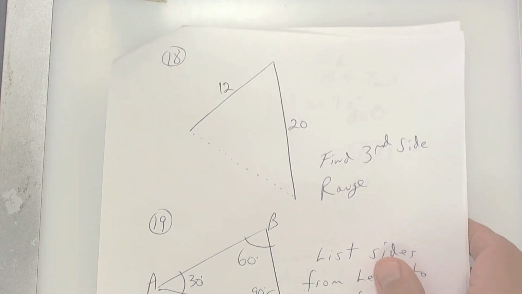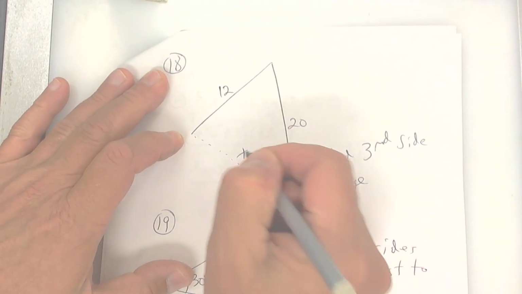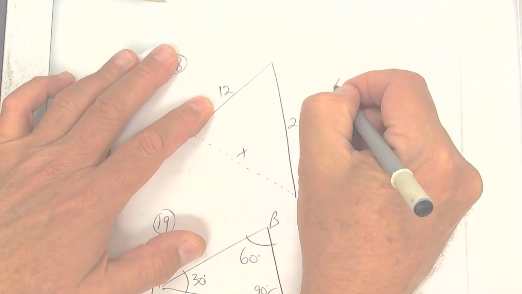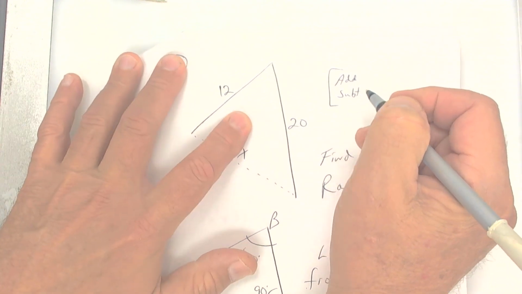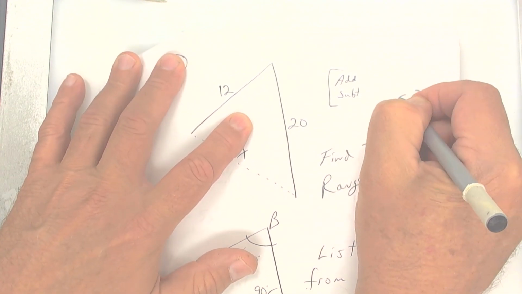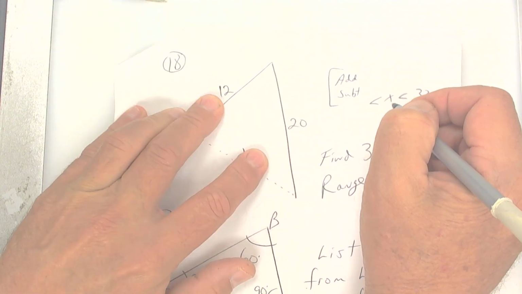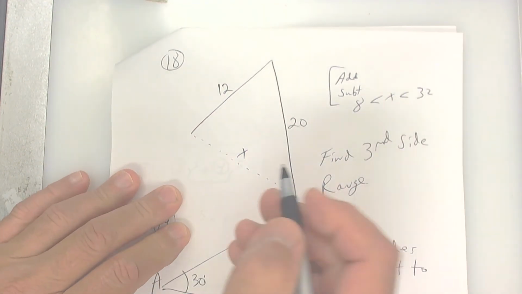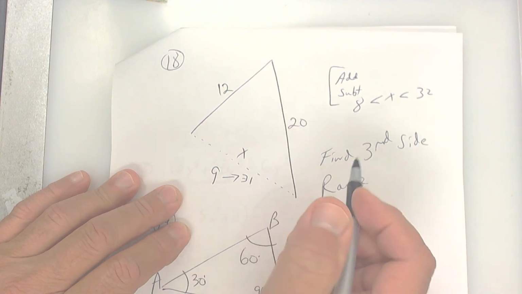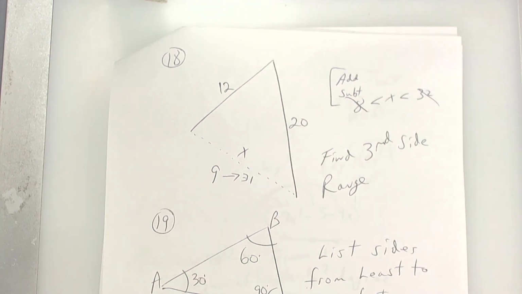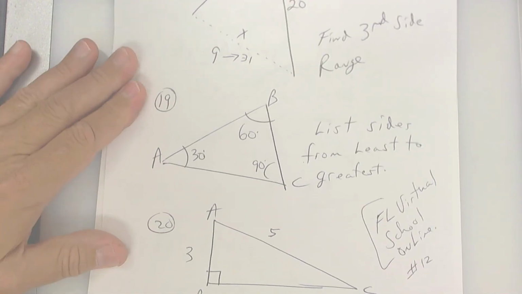Draw that diagram. Remember, to get the missing third side, you're going to add these up. So add and subtract. Write that down. When you add, you get 32. And when you subtract, 20 minus 12 is 8. So this side could be 9 or all the way up to 31. It cannot be 8, and it cannot be 32. It's a range.